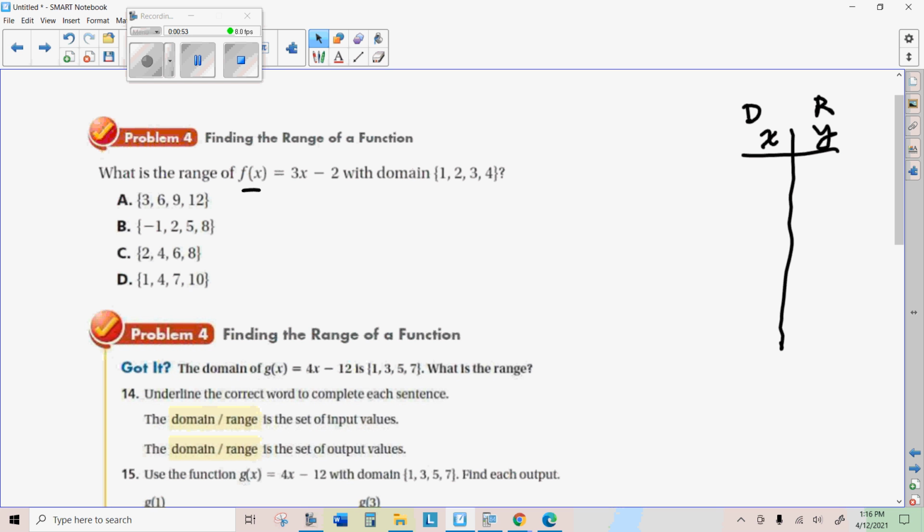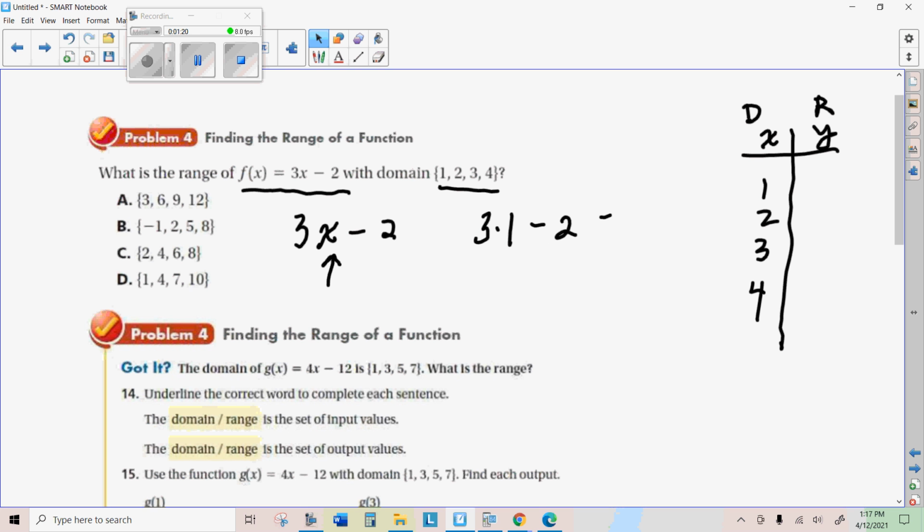So we're using this function right here where we multiply 3 times the input X and then subtract 2 to get Y, or the output. And what we're going to do is use these 4 values for the domain. So 1, 2, 3, and 4 for X. So I'm going to put 1 in for X. So I'm going to do 3 times 1 and then subtract 2, and that equals 1, which is your range value. So the answer is your range value.